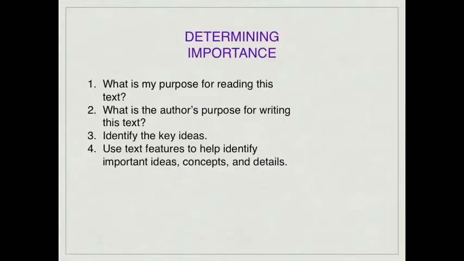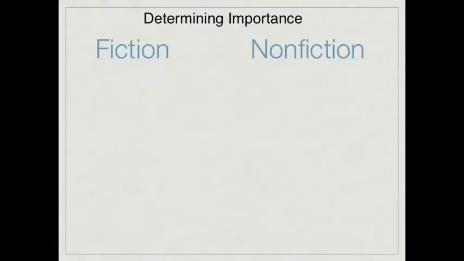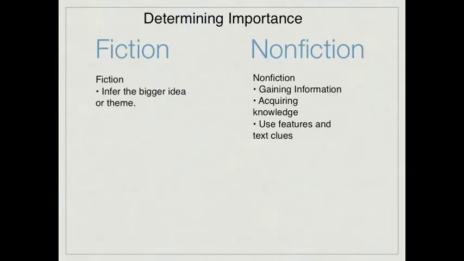When you determine importance in text, ask yourself these questions. What is my purpose for reading this text? What is the author's purpose for writing this text? Identify the key ideas and use text features to help identify important ideas, concepts, and details. In fiction, you're going to infer the bigger idea or theme. In nonfiction, you'll gain information, acquire knowledge, and use text features or text clues.